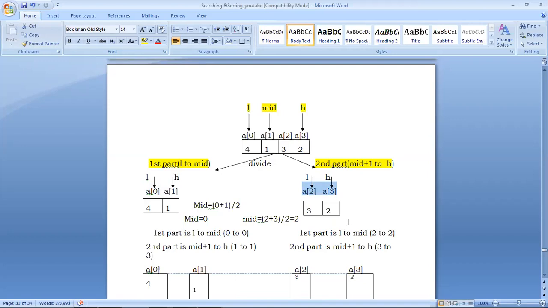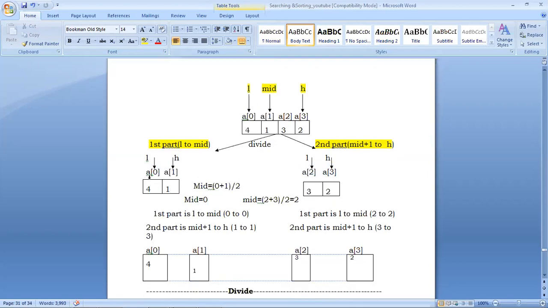We divide the array into two parts logically based on the mid. From L to mid is the first part, from mid plus 1 to H is the second part. Now if you look at the first part, there are two values here, A of 0 and A of 1. A of 0 value is 4, A of 1 is 1. Now for this subpart you have to identify the lower index value and higher index value of the array. What is the lower index value of this part? 0. What is the higher index value of this part? 1.